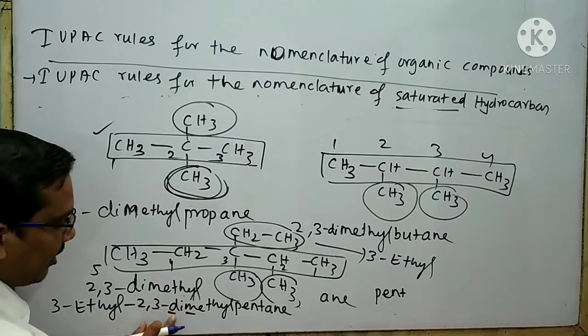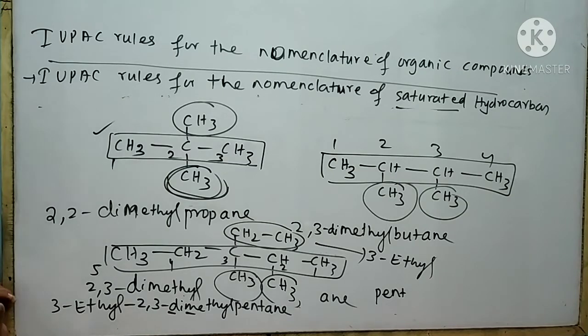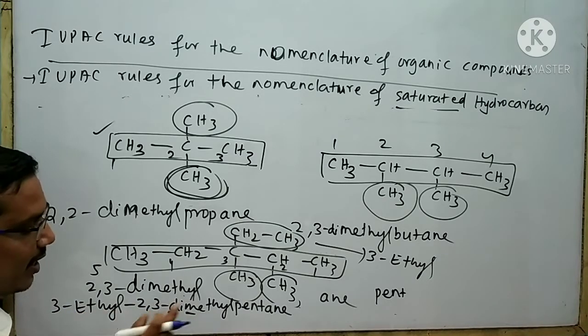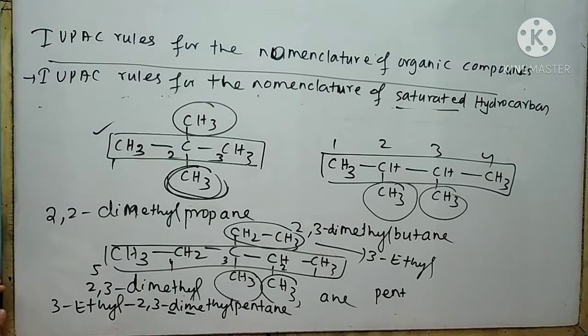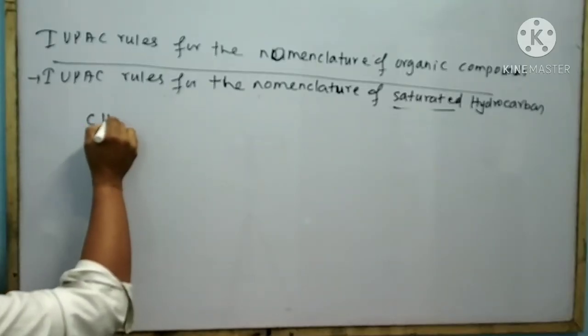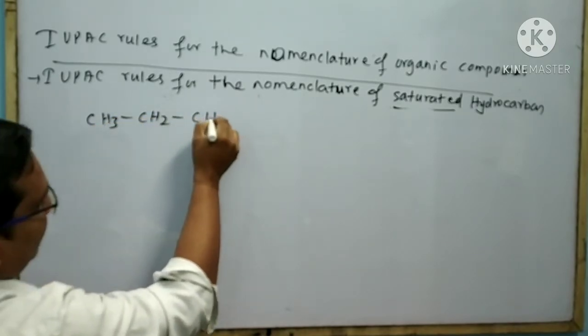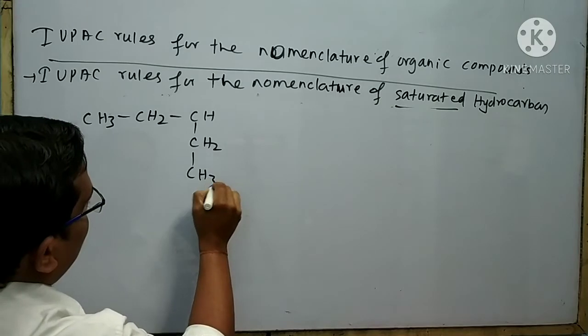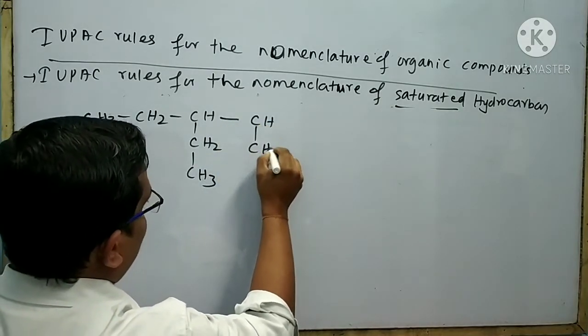If I think about the letters D and E, then D comes first, but the prefixes di, tri, tetra, etc. are not considered, so we cannot write dimethyl first. It is bound to write ethyl, then dimethyl. Finally, the name of this compound is 3-ethyl-2,3-dimethylpentane.